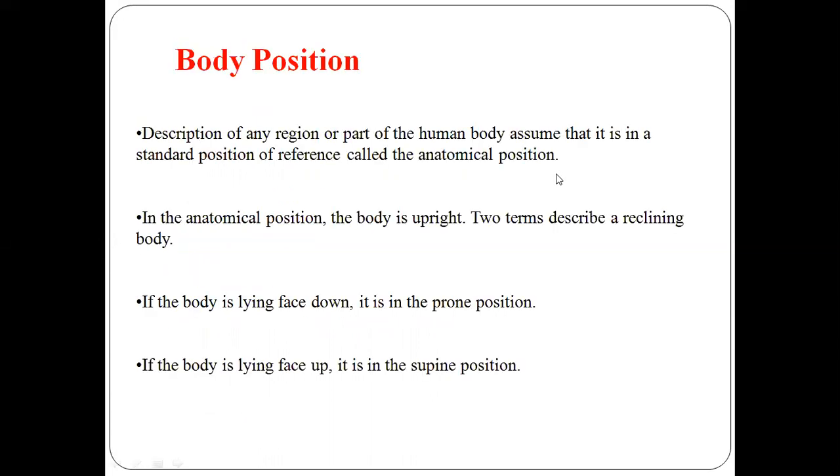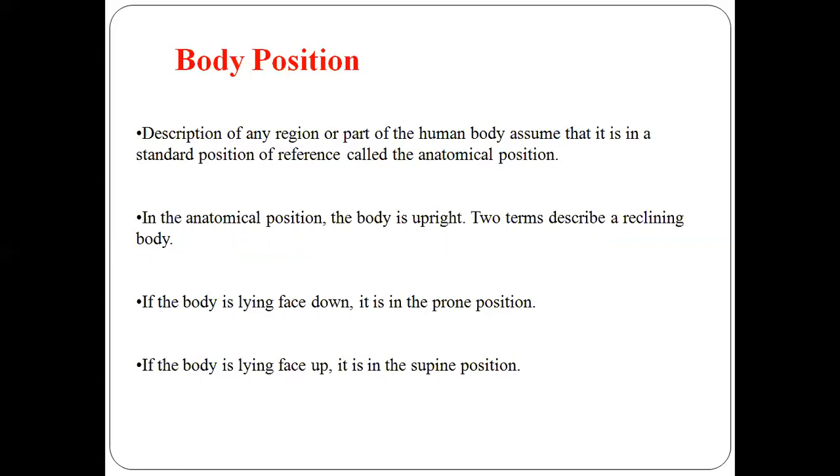To begin with the body position, descriptions of any region or part of the human body assume that it is in a standard position of reference called the anatomical position. In the anatomical position, the subject stands erect facing the observer with the head level and the eyes facing directly forward, the feet flat on the floor and directed forward, and the upper limbs at the sides with the palms turned forward.